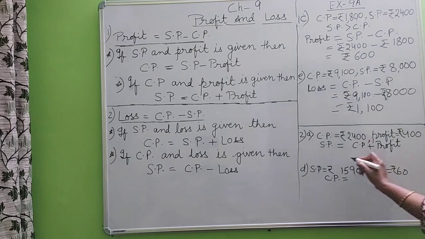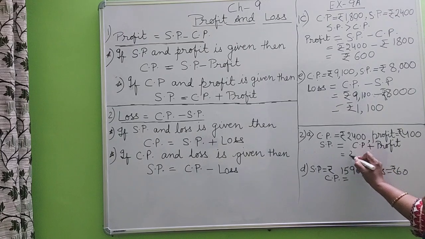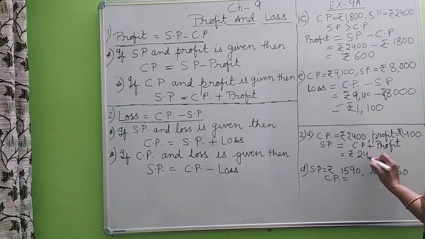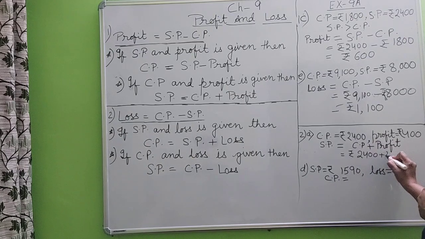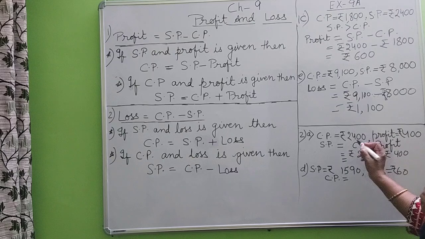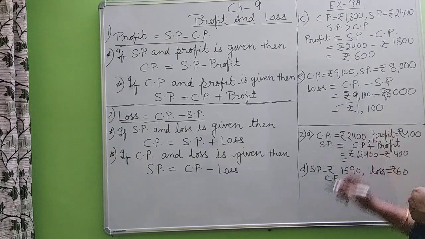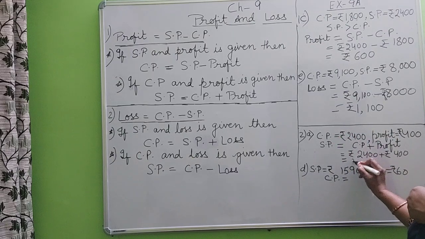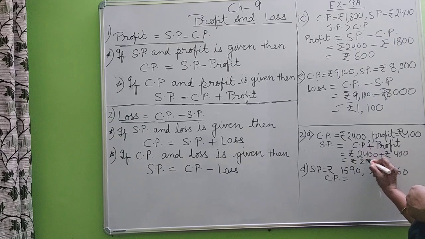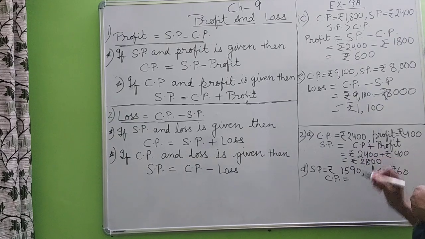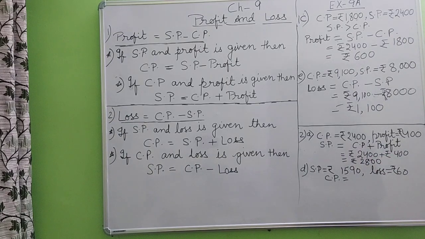Okay. Now CP is rupees 2400 plus rupees 400. So profit is there and he has purchased at 2400. So his selling price is 2800. Hope it is visible to you all.